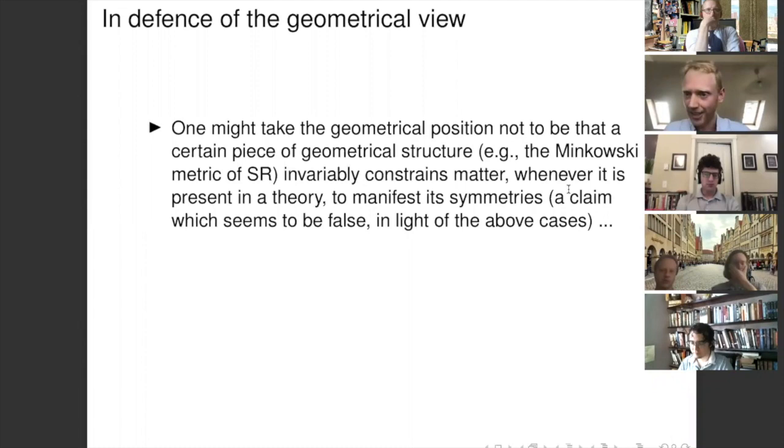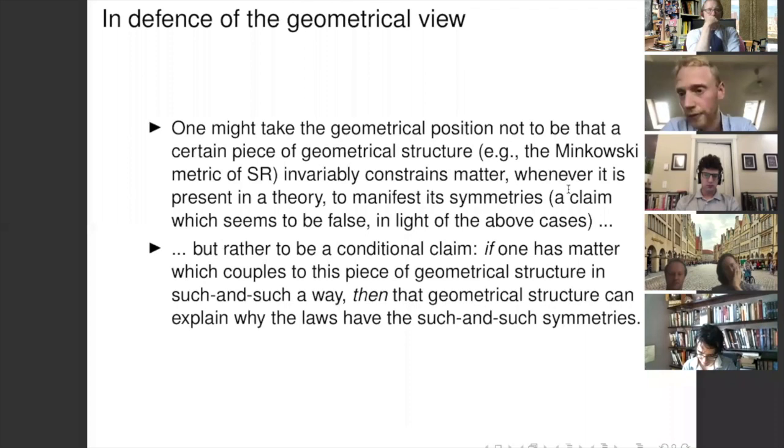But the thing is that there are other ways of understanding the geometrical view, other very natural ways of understanding it, which don't seem to face these problems. So what if instead we understand it as something like this? It's more like a conditional claim. If one has matter which couples to this piece of geometrical structure in such and such a way, then that geometrical structure can explain why the laws have such and such symmetries.